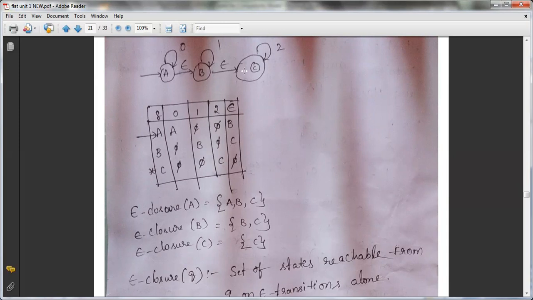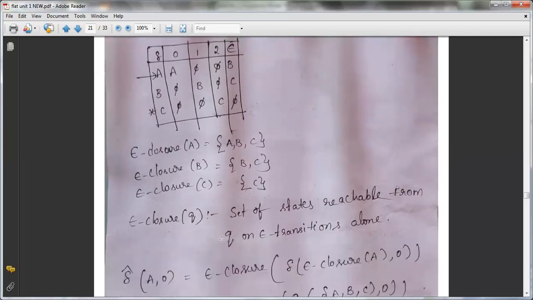And also it can reach to B, also it can reach to C. And calculate the epsilon closure of B. So if you give the input as epsilon to B, it can reach to B and it can reach to C. If we calculate the epsilon closure of C, what is that? It can go to C only.